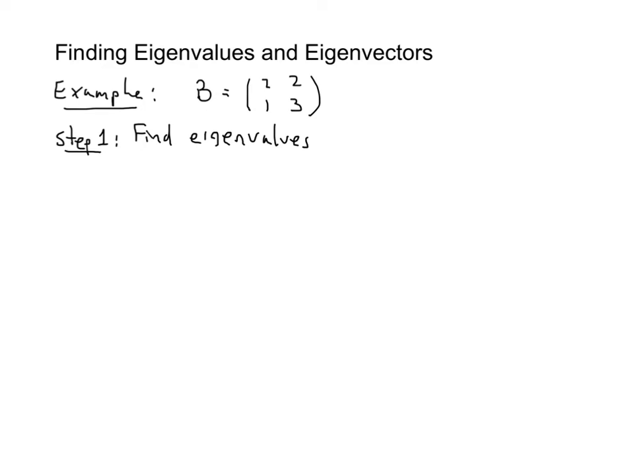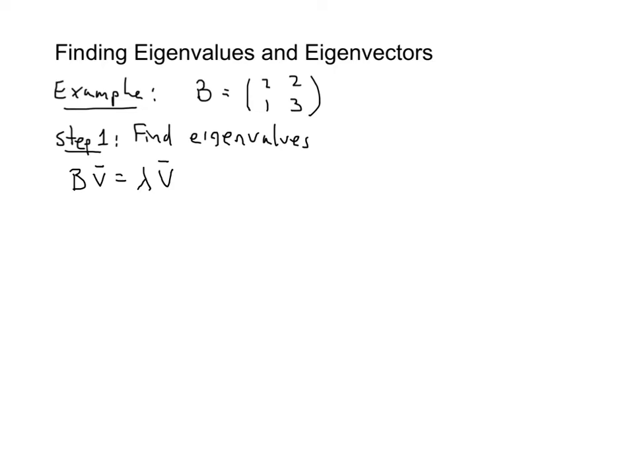So here is an example of finding eigenvalues and eigenvectors for a specific matrix B: 2, 2, 1, 3. Okay? So step one, we find the eigenvalues. The logic behind the eigenvector, eigenvalue issue is that we're looking for vectors v that when multiplied by B end up just being stretched by some amount lambda.